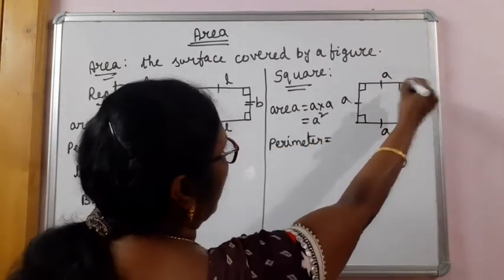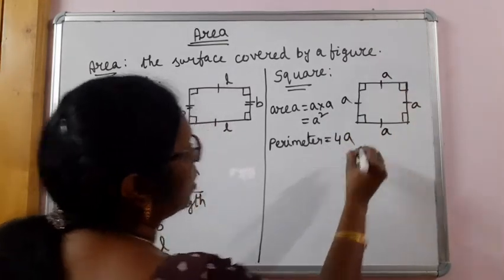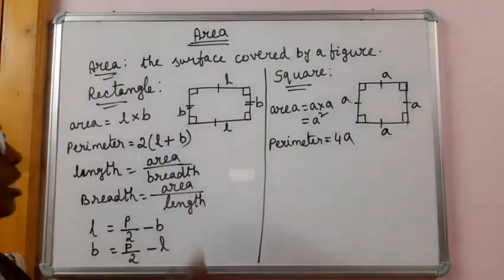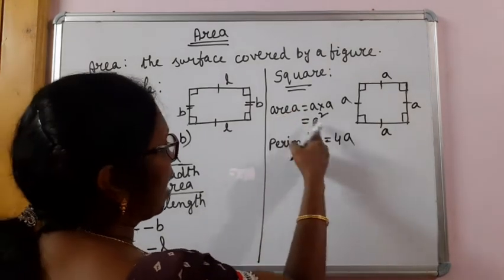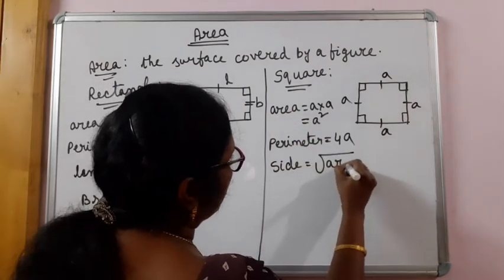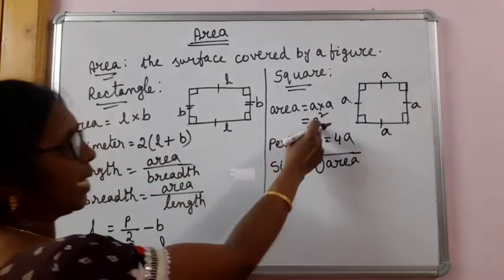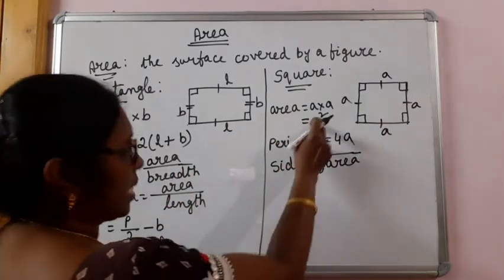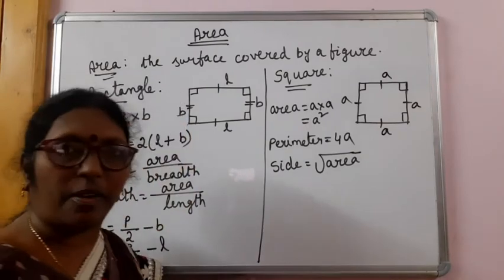A plus A plus A plus A, you will get 4 into A. So now, if you know the area and if you want to find the side of a square, you have to find the square root of area. A square is area, so side equals square root of area.